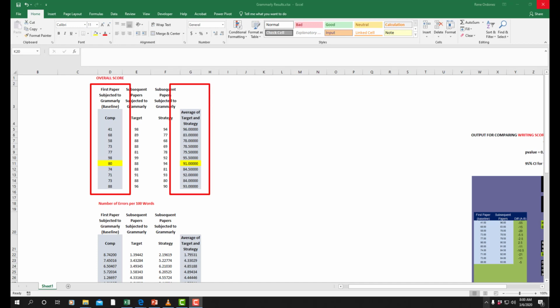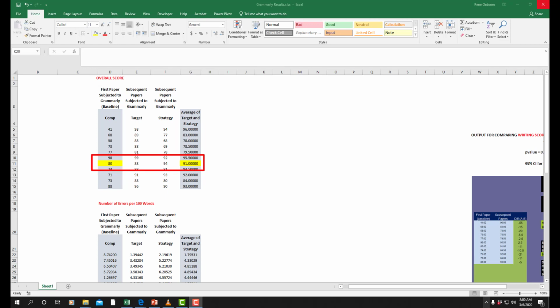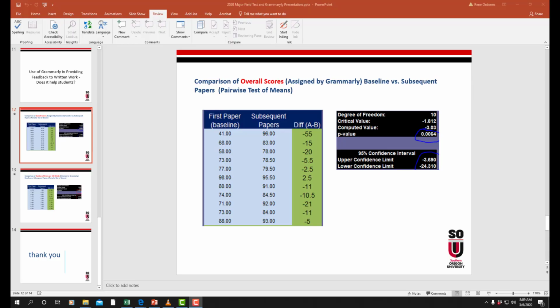So we compare the baseline numbers against the average of the two subsequent papers after the introduction of Grammarly. Let's take a look at this particular student who scored 80 on Grammarly, and then on subsequent papers, the average was 91. So the question is, is this improvement in one student generally observed among the 10 or 11 students? So here's the comparison.